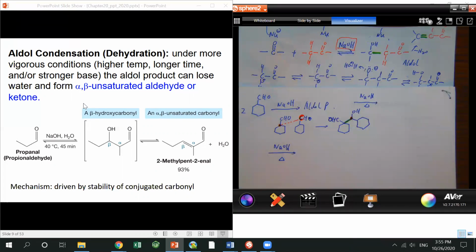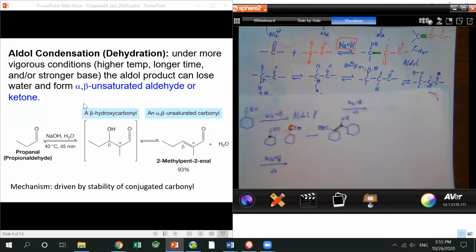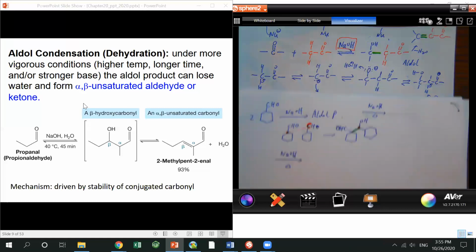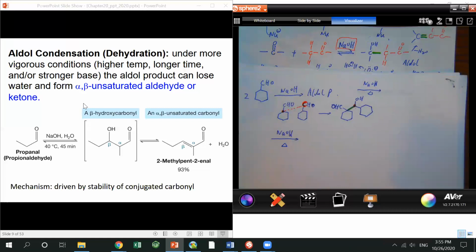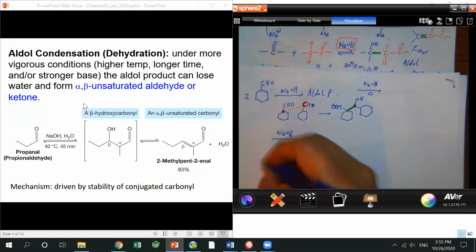Can you show the mechanism for the aldol condensation instead of just rewriting it over your last mechanisms? Can you create a new mechanism? Sure. All right, I will draw it from scratch. I will probably use a different color chalk so you can tell.